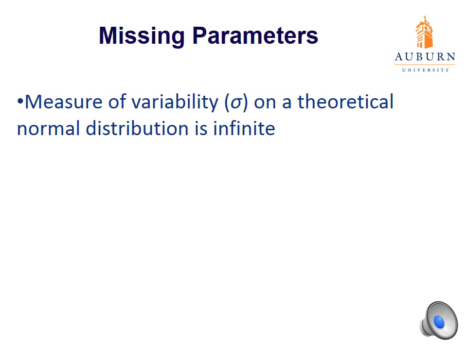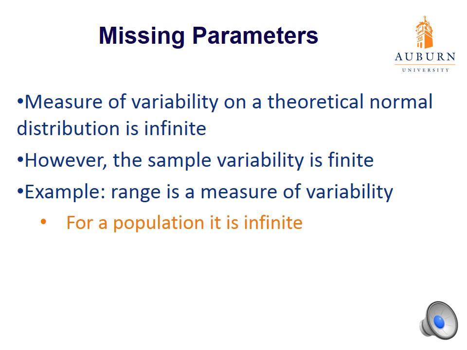The particular problem is that our measure of variability, in this case sigma for the population, is on a theoretical normal distribution. This theoretical normal distribution is an infinite distribution. If you remember, the normal distribution never touches the x-axis. That x-axis ranges from negative infinity all the way to infinity, at a theoretical level. So in theory, it never touches that x-axis, and it continues for infinity.